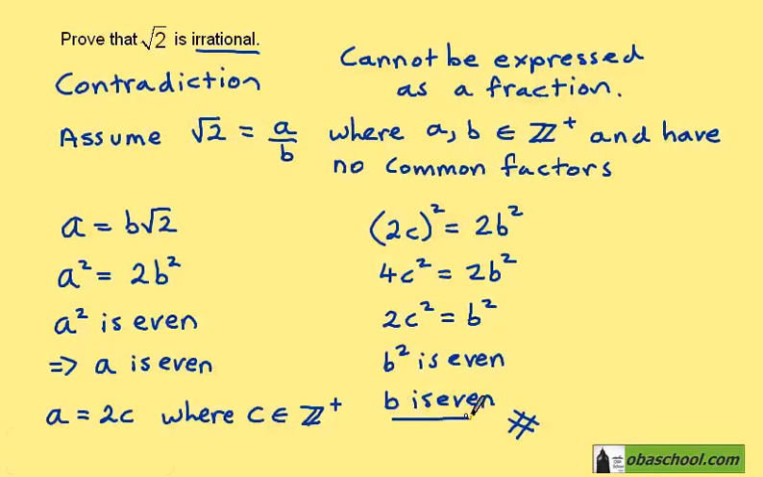We made the assumption that a and b had no common factors, but we've shown that they are both even and therefore must have a common factor of 2. Therefore the original assumption is false, and root 2 cannot be written as a fraction. If it cannot be written as a fraction, it is irrational.